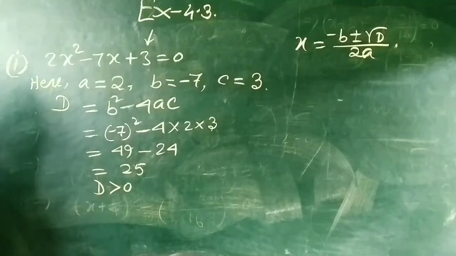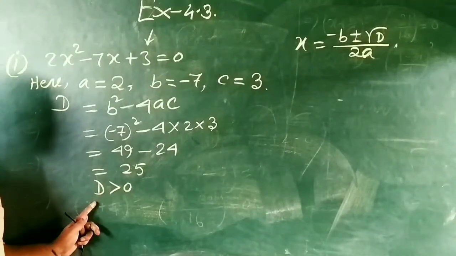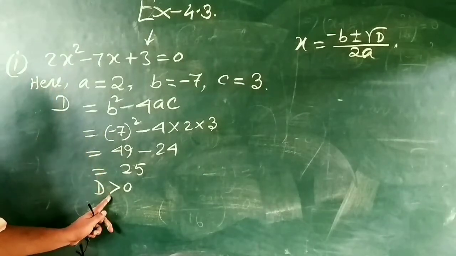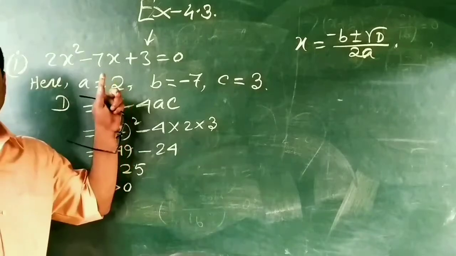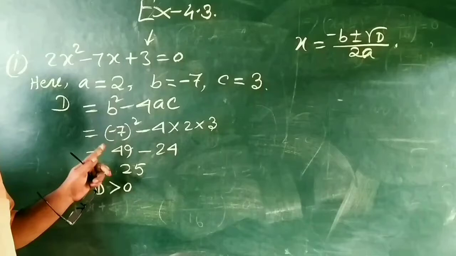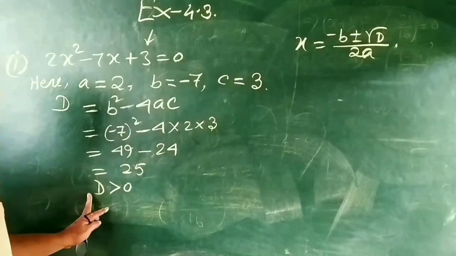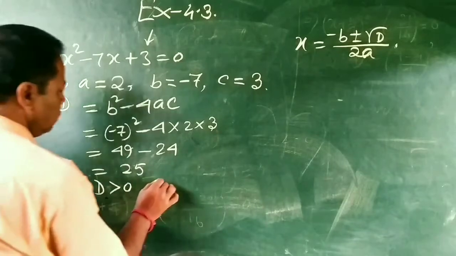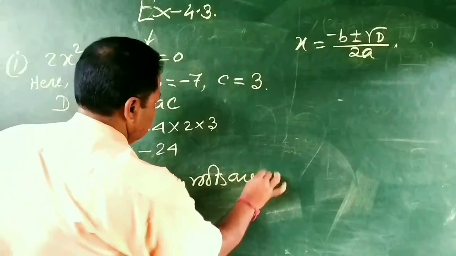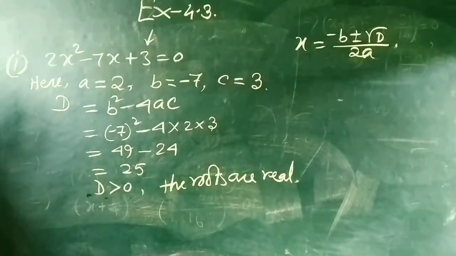If the value of D is greater than 0, meaning bigger than 0, then the roots are real. If roots are real, we can find them. If roots are not real, we cannot find them. That we saw in the last question, there the square root of minus 31 is an imaginary number. That is why the roots could not be found. So here the discriminant is bigger than 0, so the roots are real, and we can find all the roots.